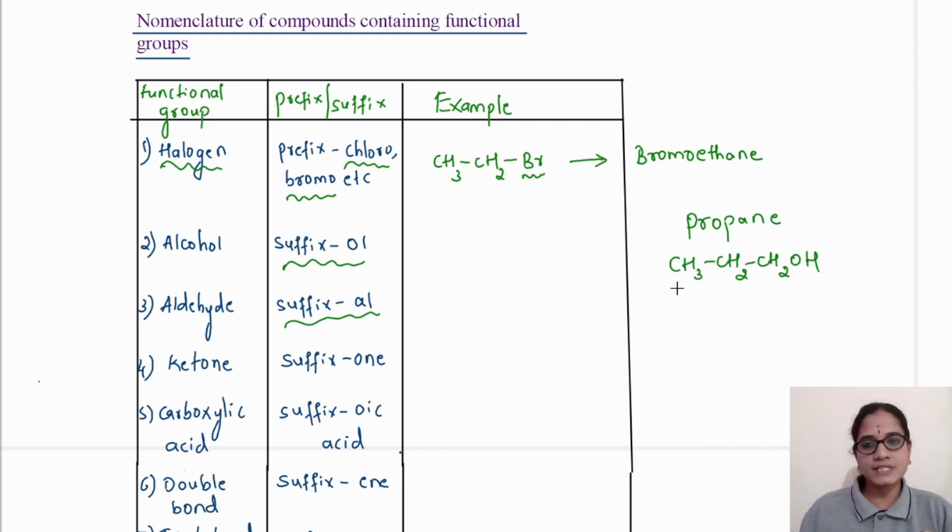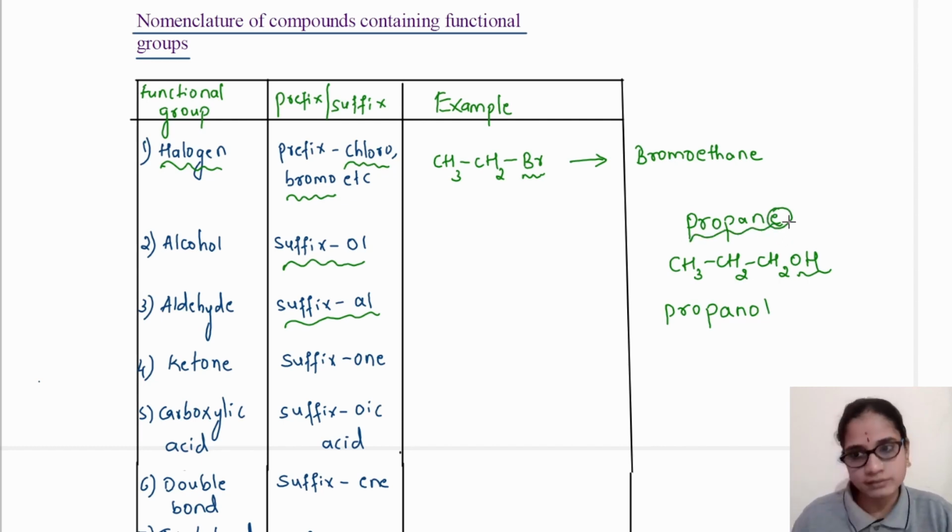Count the number of carbon atoms here, 3. So the keyword will be prop. And it is not propane because a functional group is present here. So the suffix is to be added, because the suffix for alcohols is ol. So the name will be propanol, meaning ol will be the suffix here. Normally the hydrocarbon will be propane. We are removing this E and replacing this E by ol, that is the suffix. It is due to the presence of the functional group, that is the alcoholic functional group.